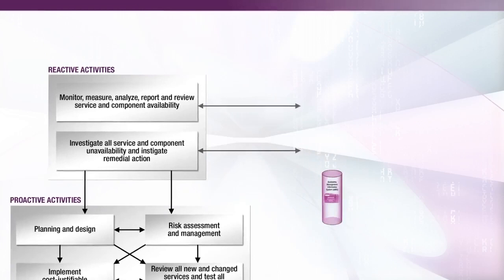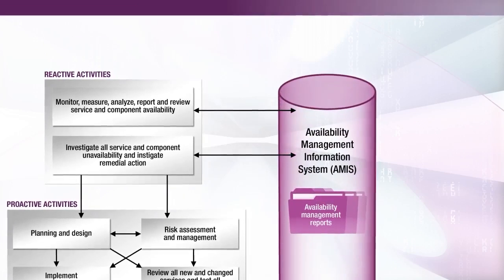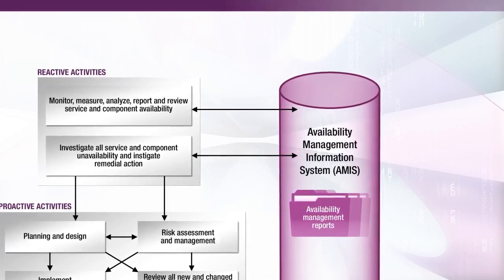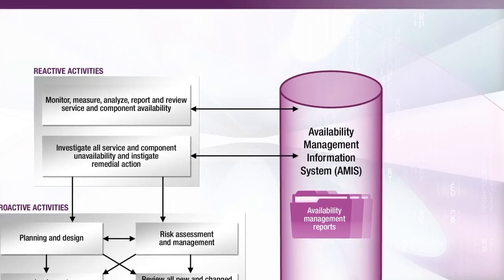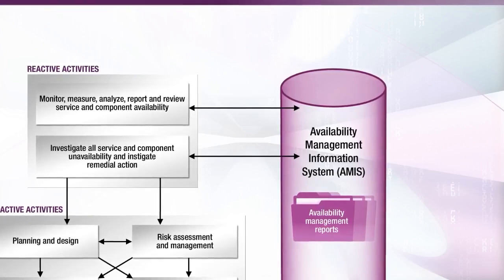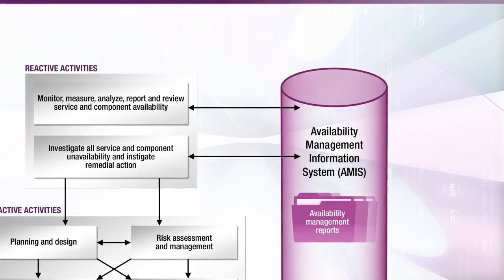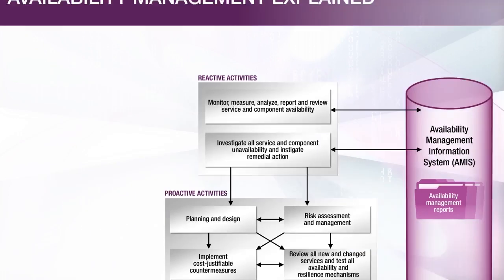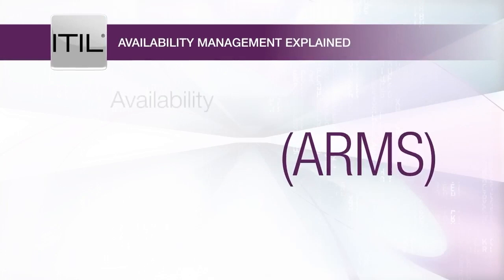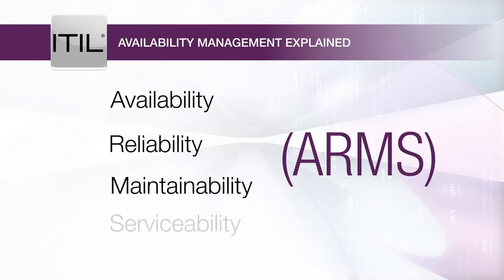The reports and plans that are produced as part of the availability management process should be stored in the Availability Management Information System, which is a repository of availability-related information and could be an electronic store or possibly a physical store, such as a LeverArch file. There are four key targets that relate to availability management. They are best remembered by the acronym ARMS, which stands for Availability, Reliability, Maintainability, and Serviceability.